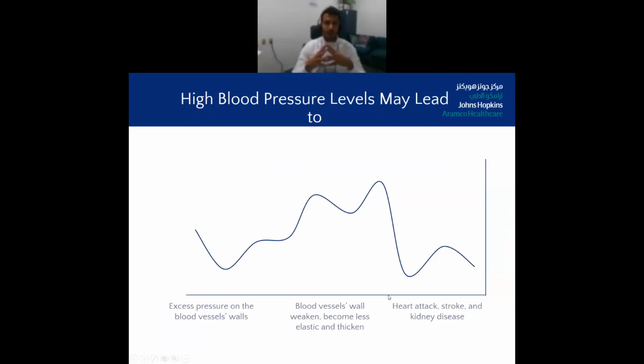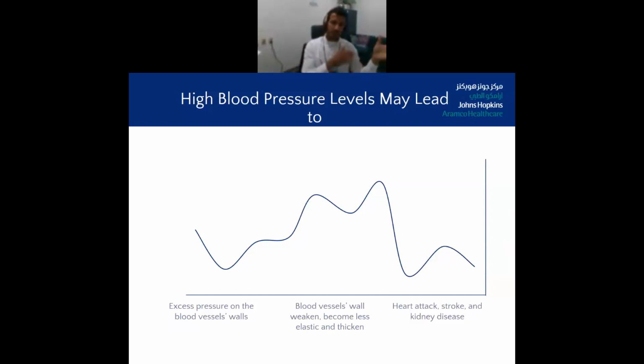So high blood pressure levels may cause and lead to, well, it starts with excessive pressure in the blood vessels' walls. This excessive pressure will weaken the artery walls, make them less elastic, and thicken the blood vessels and arteries walls. This also causes heart attack and stroke and kidney diseases.